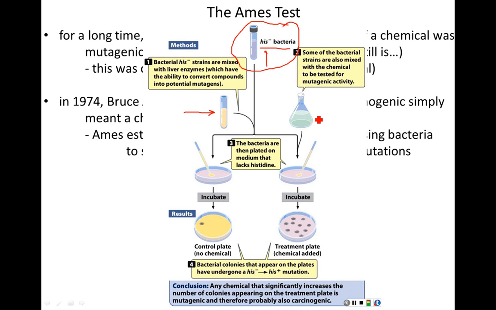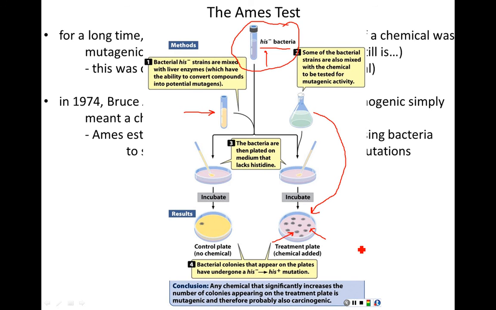However, occasionally, Ames would see, after this treatment, a petri dish that was full of cells, had bacterial cells growing all over it. And Ames asked, well, how is it possible that these bacterial cells are growing? And the answer was a simple one. There was a reversion mutation or a suppression mutation.